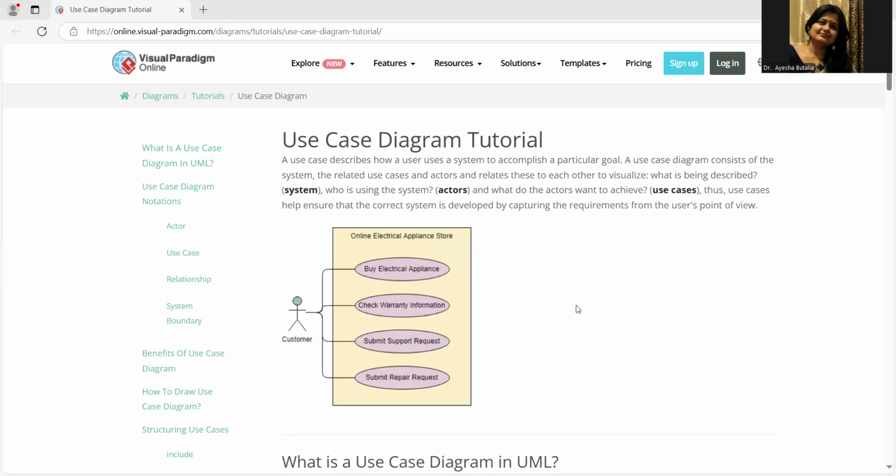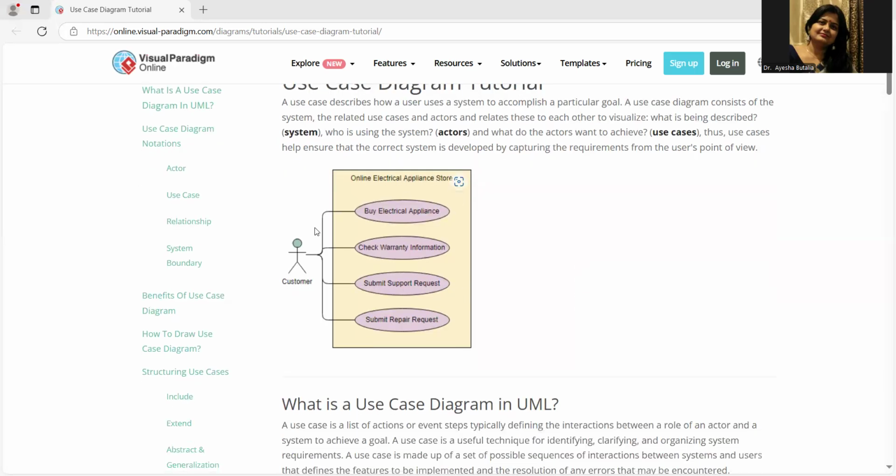So basically, a use case diagram visually represents the interactions between the users and the system, capturing functional requirements, and providing a platform to show the dependencies of the user and the system. So this is how it is denoted. These ellipses are called a use case, and this is an actor.